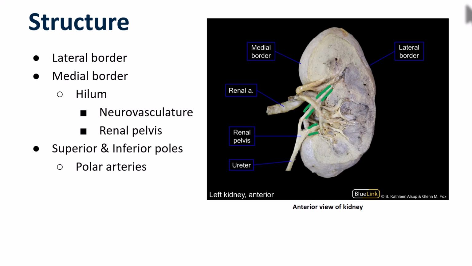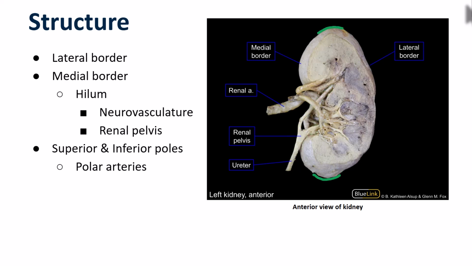So I'm highlighting some of the major calyces that are coming together to form the renal pelvis. And the renal pelvis then drains into the ureter, which conducts urine to the urinary bladder. But also present in this region would be the renal plexus associated with the renal artery, as well as some lymphatics. Kidneys also have superior and inferior poles.